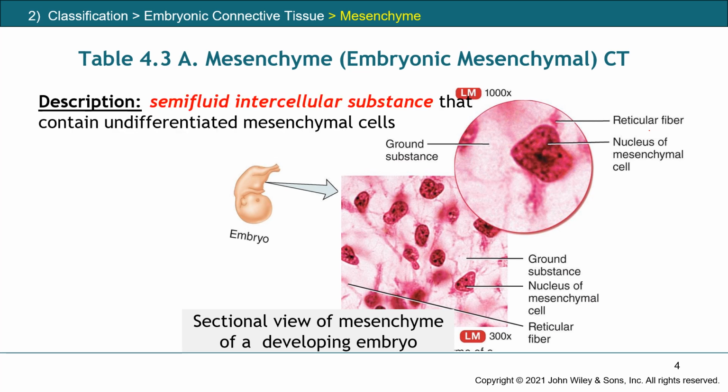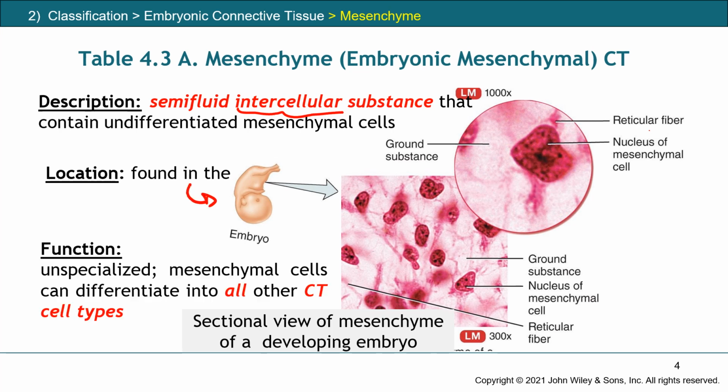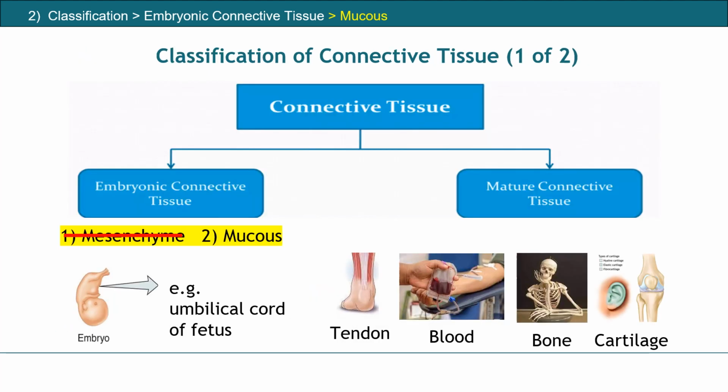So I told you that these mesenchymal cells are inside of the semi-fluid intercellular substance, and that the location, as you can see here, is in the embryo, and the function is mainly to differentiate into all connective tissue cell types. So we just finished the mesenchyme, and now we're going into the mucus, that is also an embryonic connective tissue.